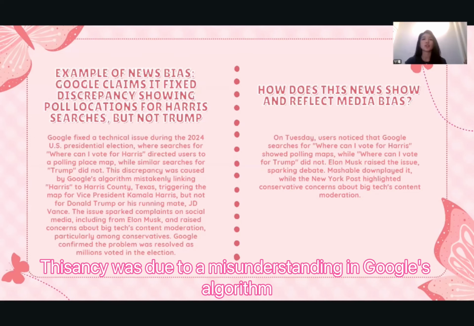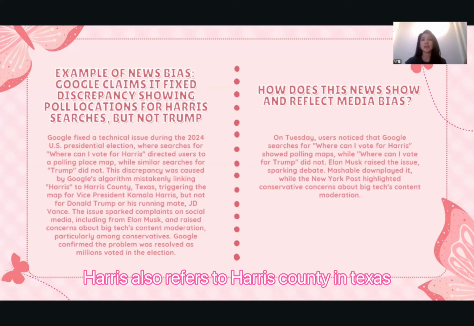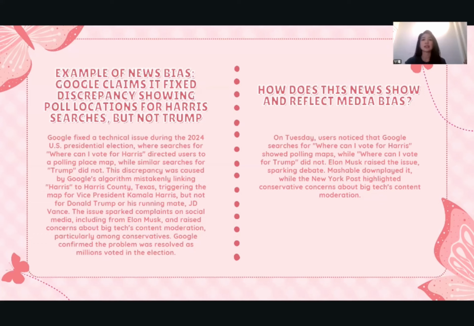This discrepancy was due to a misunderstanding in Google's algorithm. The search term Harris also refers to Harris County in Texas, which caused the map to appear. The issue was resolved quickly, but it sparked accusations of bias from social media users, including Elon Musk.